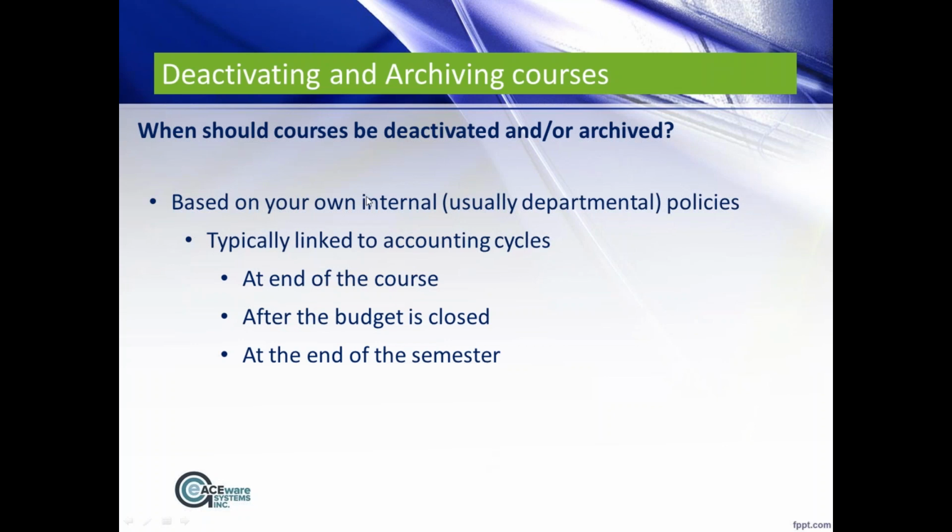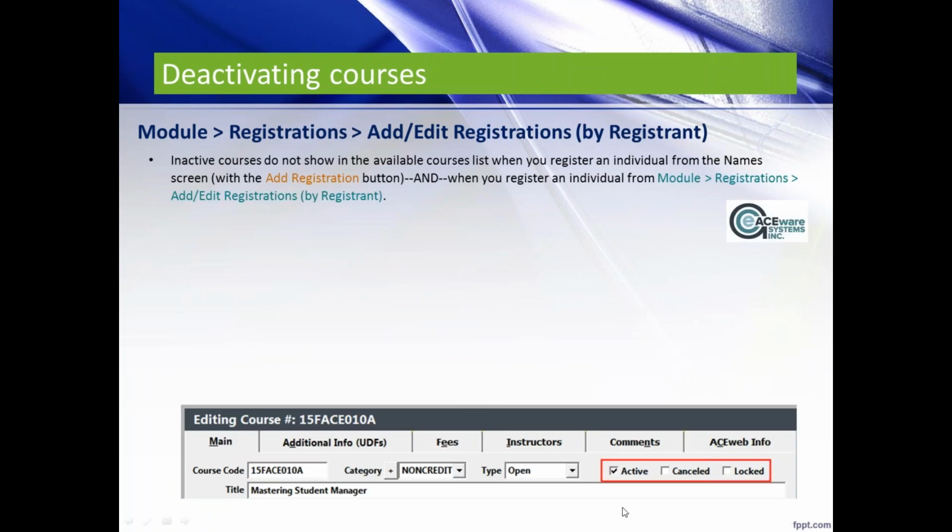Deactivating courses is a different issue. When a course is no longer open for general registration, you really ought to deactivate it so it doesn't show up in the list. At the end of the semester, after the budget is closed, you can just uncheck the active button, and when a course is inactive and you're doing add registrations, it will not show up in the list.